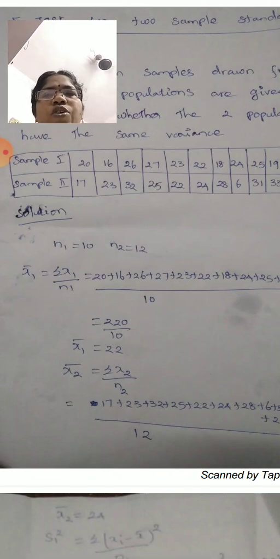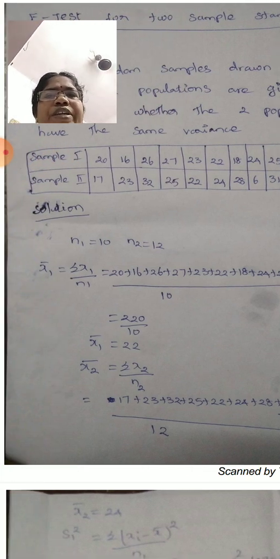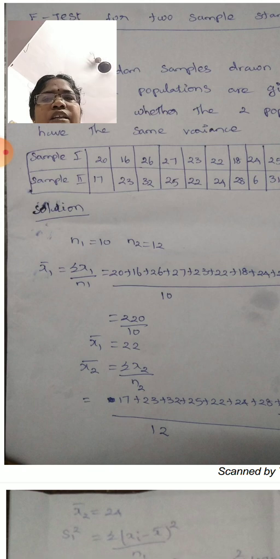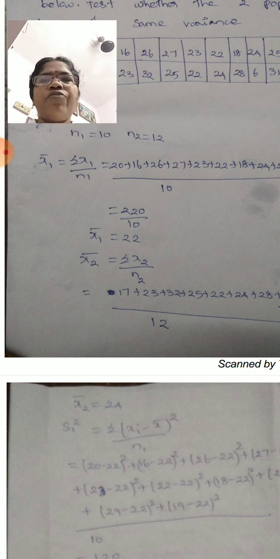Here x1 bar equal to summation x1 by n1. Summation x1 is 20 plus 16 plus 26 plus 27 plus 23 plus 22 plus 18 plus 24 plus 25 plus 19, divided by n1, which is 10. Here summation x1 is 220 divided by 10, therefore x1 bar equal to 22. Next we have to find x2 bar.